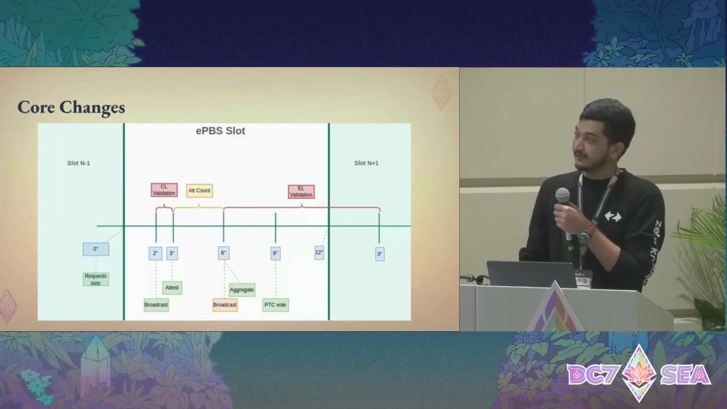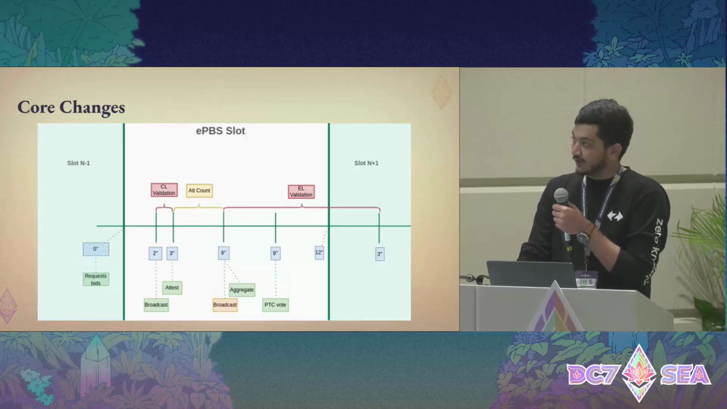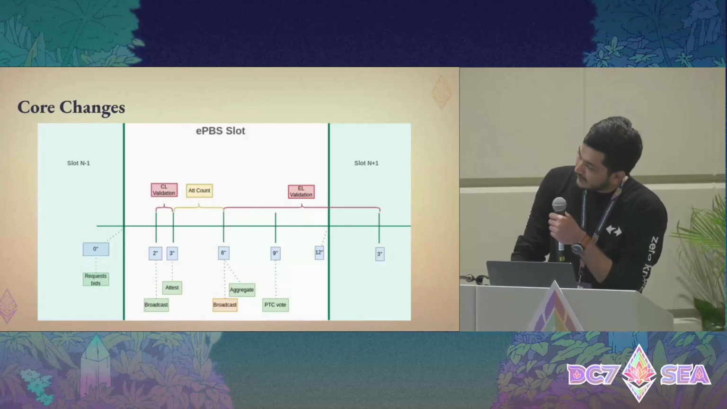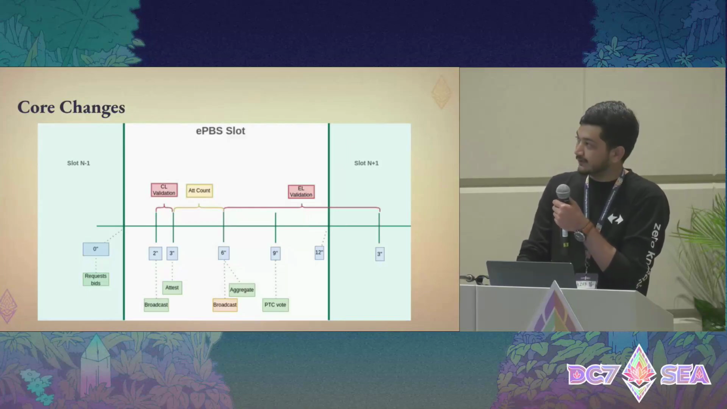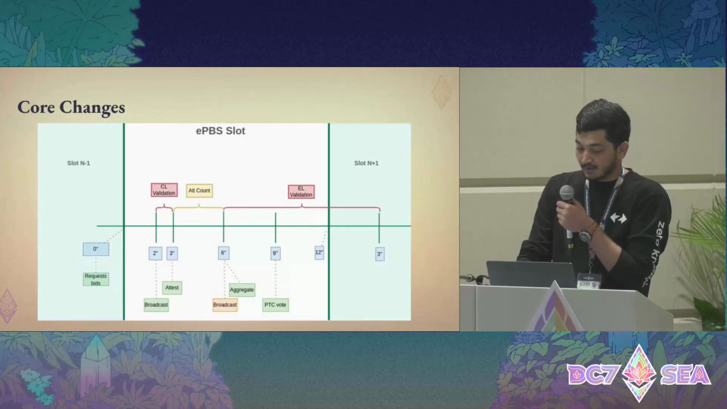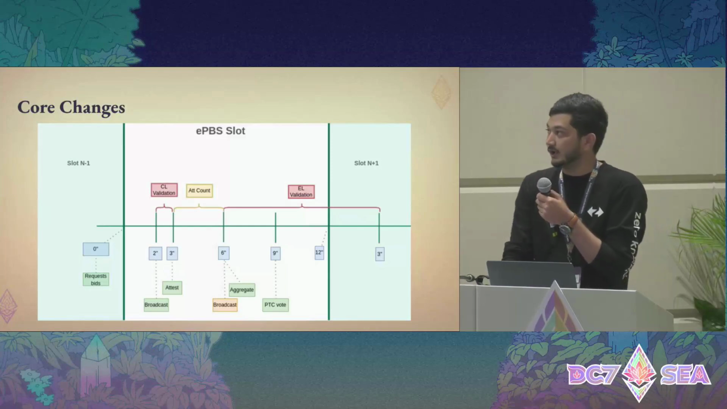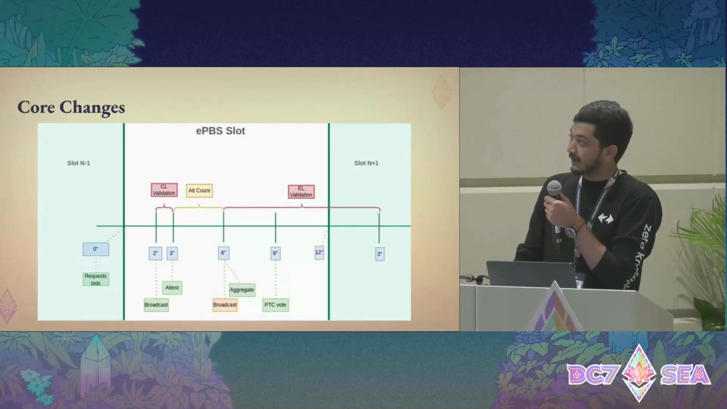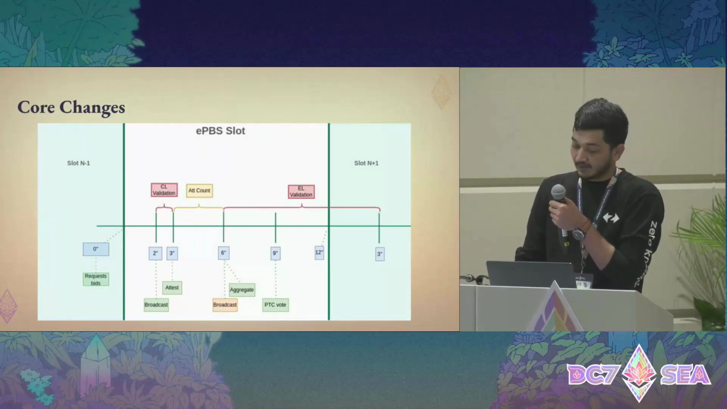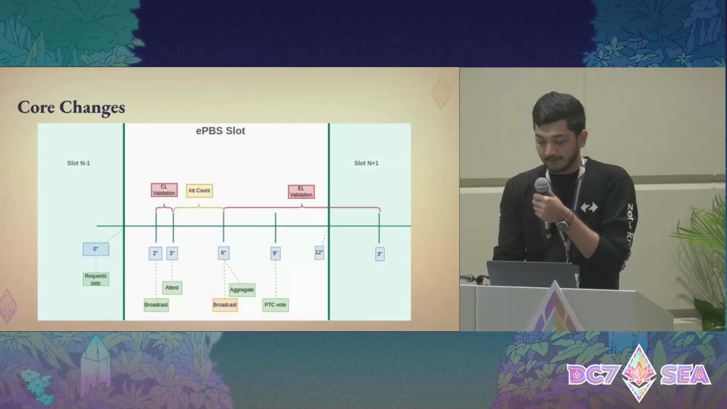So basically this is what an ePBS slot looks like. It is divided into 4 intervals. In the first three seconds, honest validators gather the signed bids, or the signed execution payload header, from builders, and then submit their consensus block, or what we call the signed beacon block, with these bids. The second interval remains unchanged from what happens right now: honest validators submit their attestations.